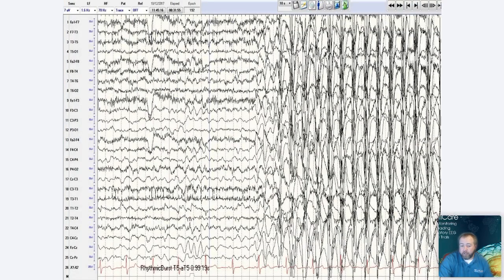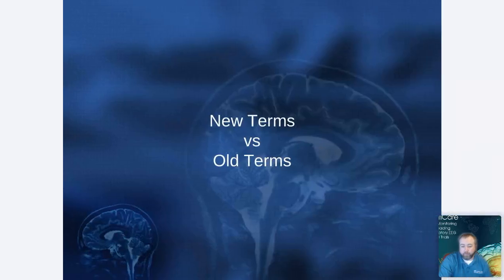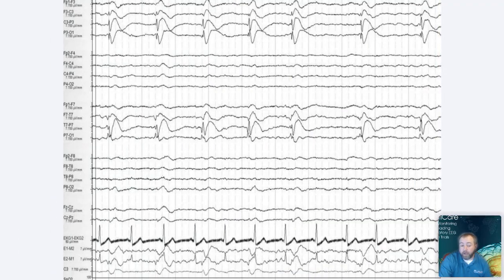Again, here's our absence seizure. This is going to be considered abundant. These are going to be, again, considered abundant because of how frequently they're occurring. Or, I'm sorry, these are going to be periodic. So these would not qualify as abundant because these would be periodic.